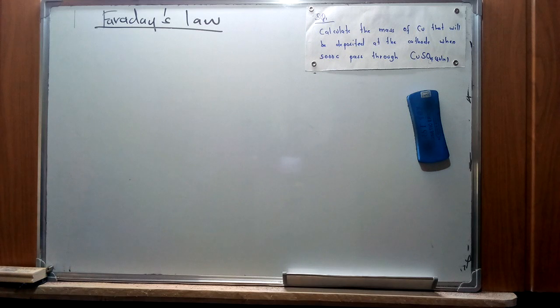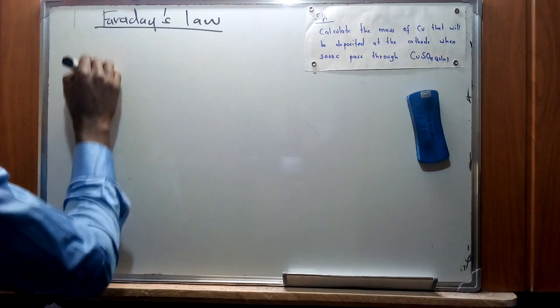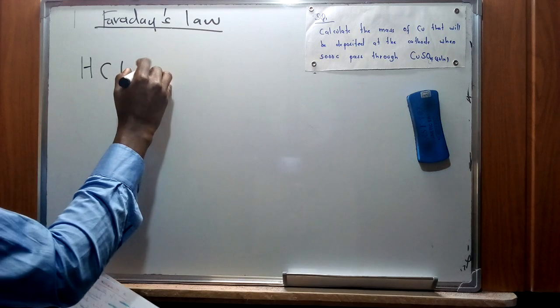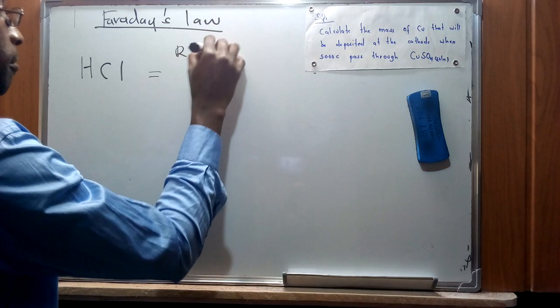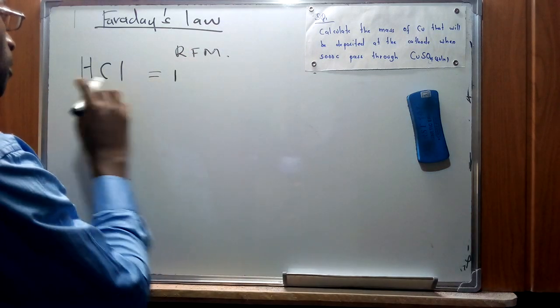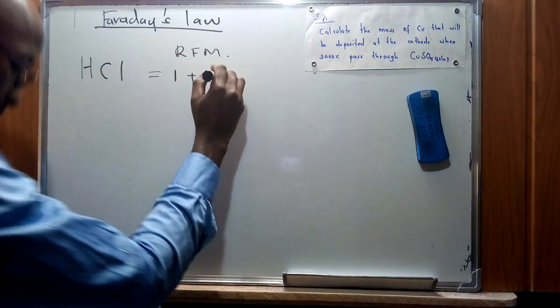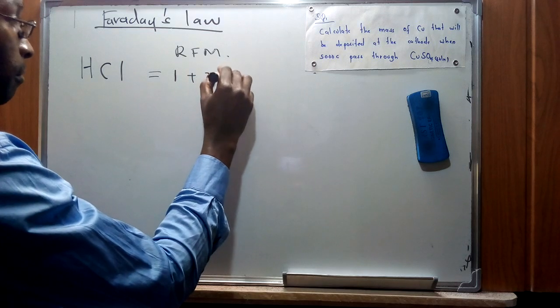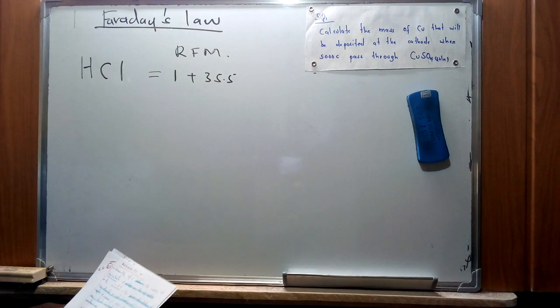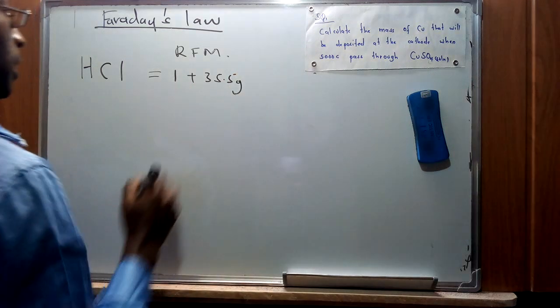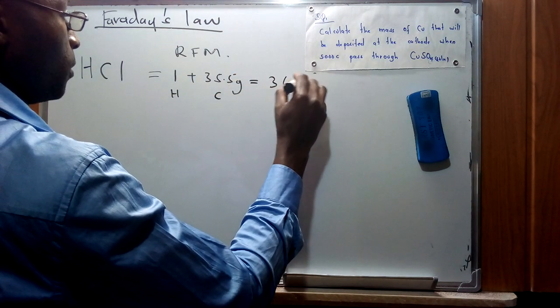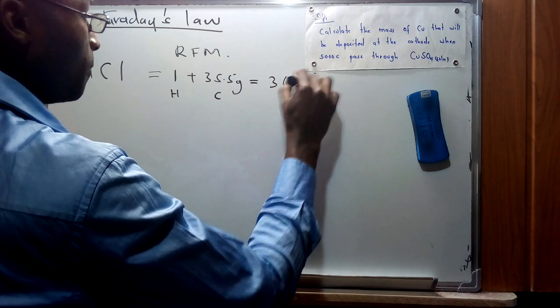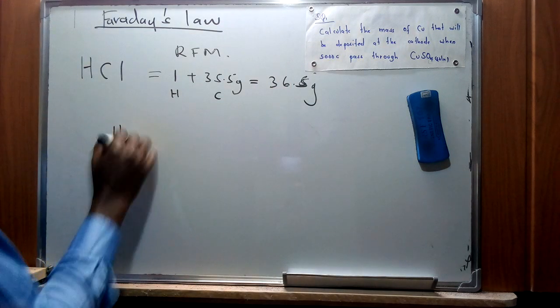Now, suppose I do a small illustration for a case here. The equivalent of HCl: the relative formula mass for HCl is 1 for hydrogen plus 35.5 grams for chlorine. This is hydrogen chloride. So the relative formula mass is 36.5 grams.